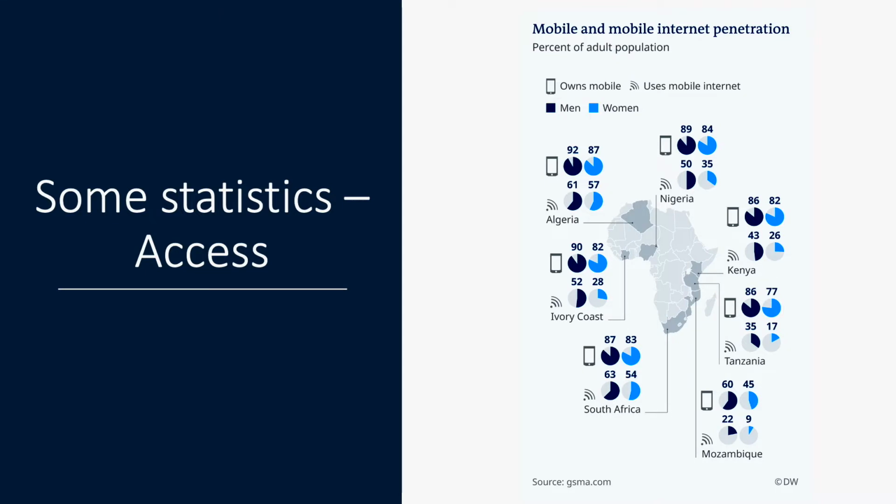I was very scared here when Dr. Albina started with statistics, because I have a slide on statistics and I have to make sure it's the correct one, so you can verify for me. This is some statistics on mobile and internet usage in Africa in general. The dark blue represents the men and the light blue represents the women. Across Africa, you can see there is almost always a difference between men and women.